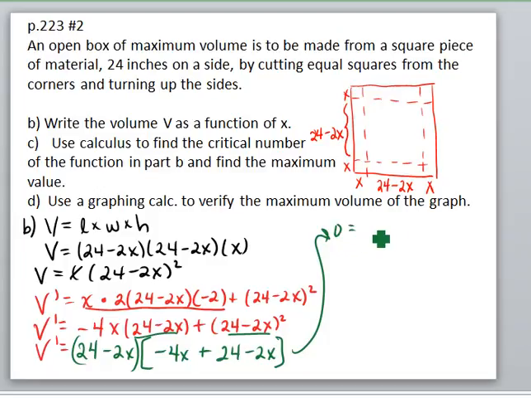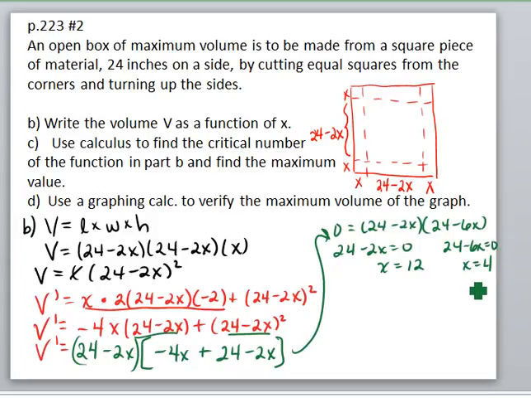Hopefully that allows me to be able to do this. I never thought about doing this before. This ends up giving me on the inside 24 minus 6x. So now I can set each of those equal to 0. This one will give me x is 12. And this one, 24 minus 6x equals 0, will give me x is 4. So I have two critical numbers, and I want to know which one is the maximum.